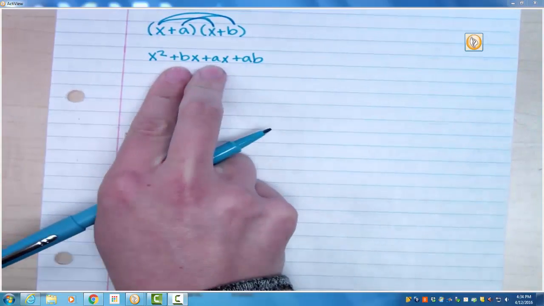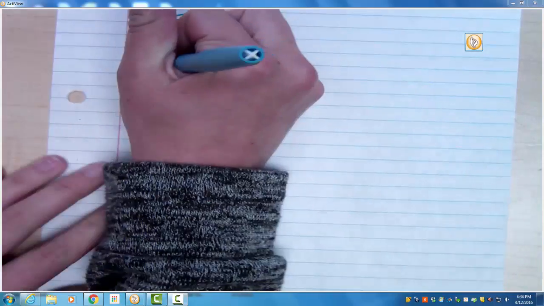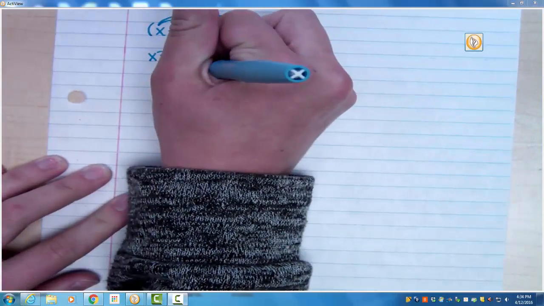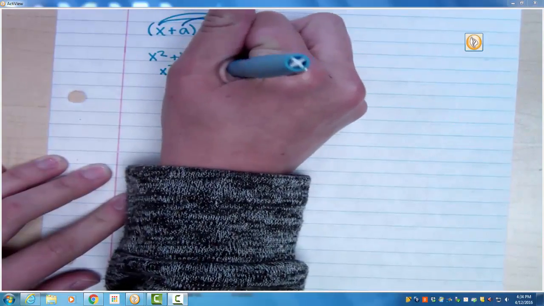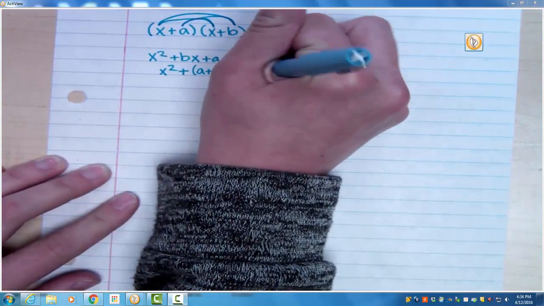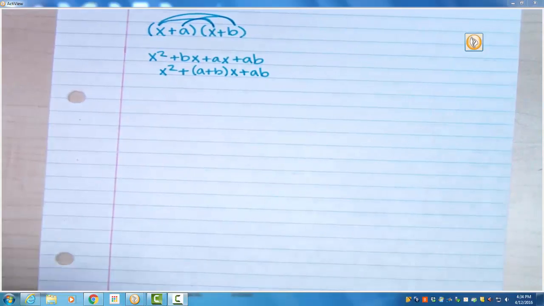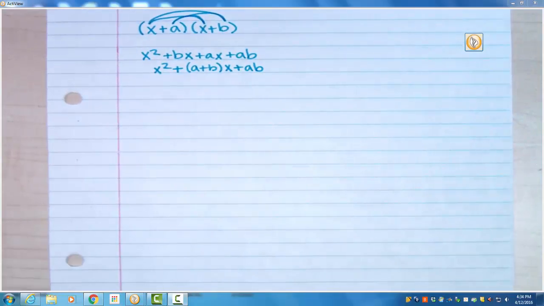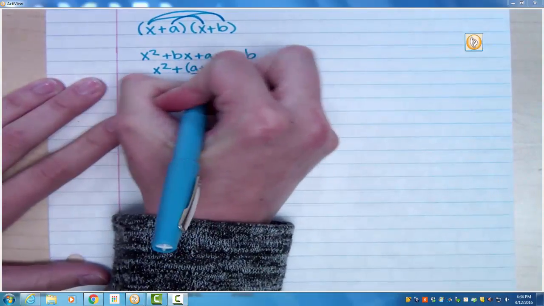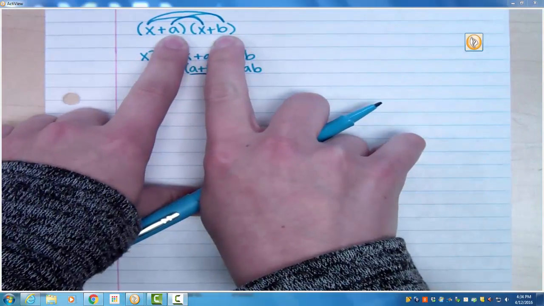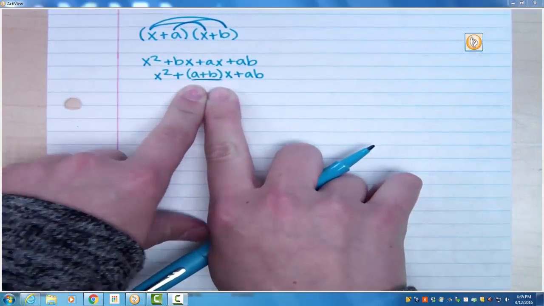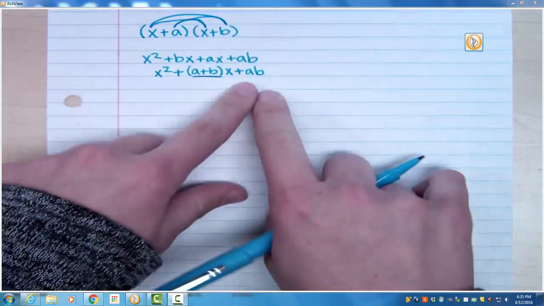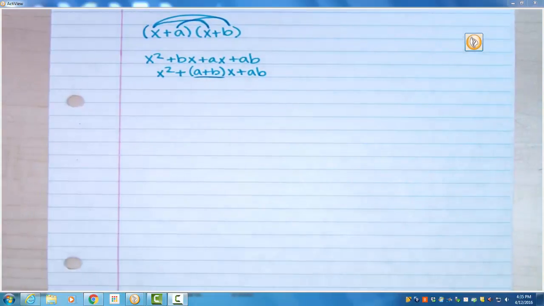Well, here I have bx and ax, so I can combine those two terms to get x squared plus a plus b times x plus ab. You don't have to memorize this, but we see that I have that x squared all by itself. Those two terms that I end up with, I add them together to get that middle term that's connected to x, and then I multiply them to get that last term. So that's what we're trying to find today. We're trying to find two numbers that multiply to give me c and add to give me b that's connected to x.